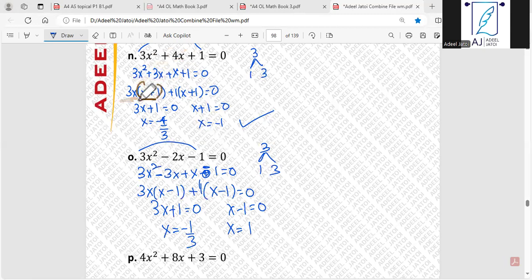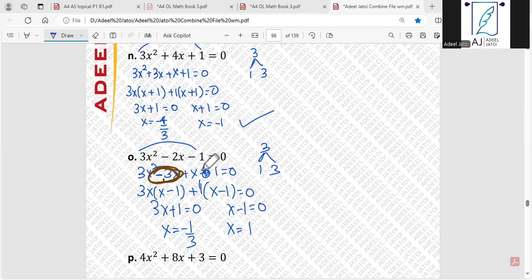This will be x plus 1, right? And there's no common here, so we take 1 as common. The other thing is x plus 1. So 3x plus 1 equal to 0 and x plus 1 equal to 0. Plus 1 goes on the other side, becomes what? Minus 1. And plus 1 goes on the other side, minus 1, and 3 is divided here. So x is minus 1 upon 3 and x is what? Minus 1.